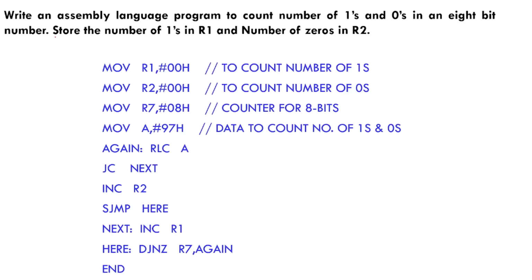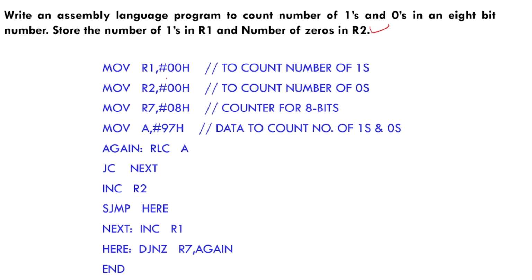So the next program is: write an assembly language program to count the number of ones and zeros in an 8-bit number. The logic here is you need to count in the 8-bit number how many ones and how many zeros. You want to count the number of ones and update it in register R1, and the number of zeros you want to count and update in R2.